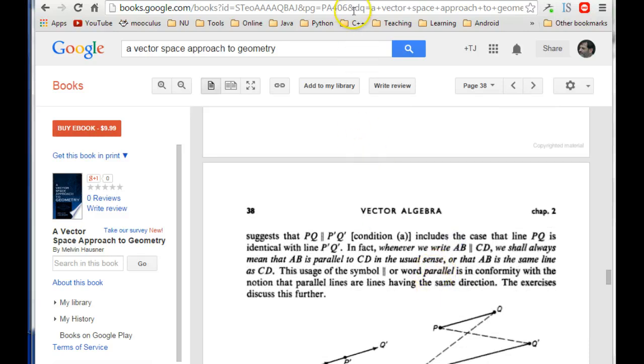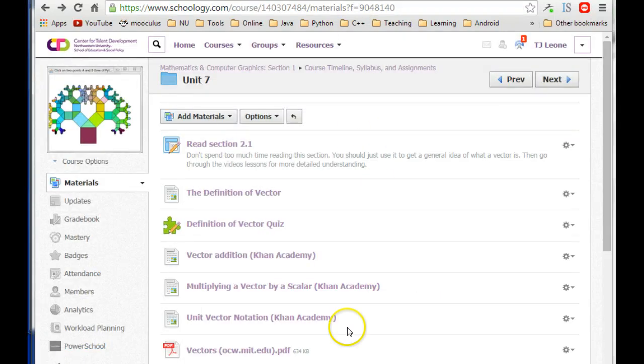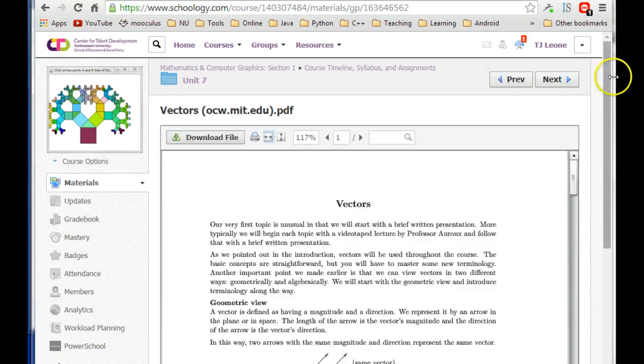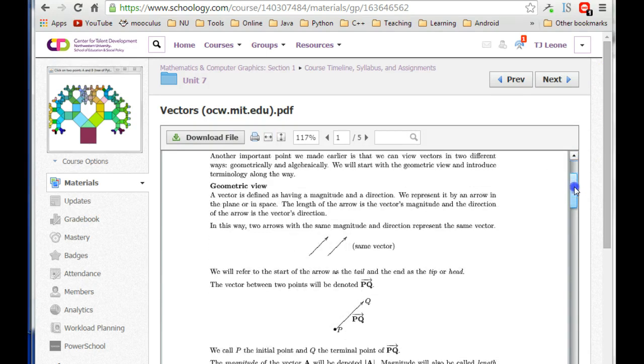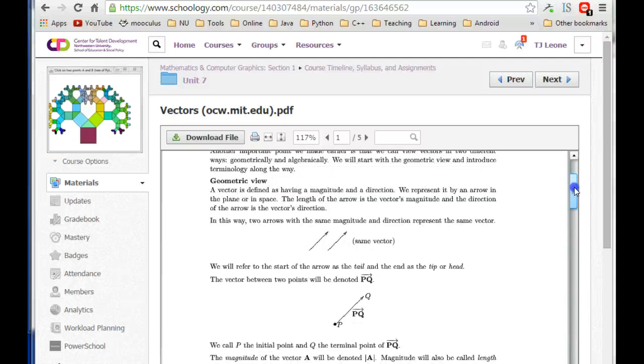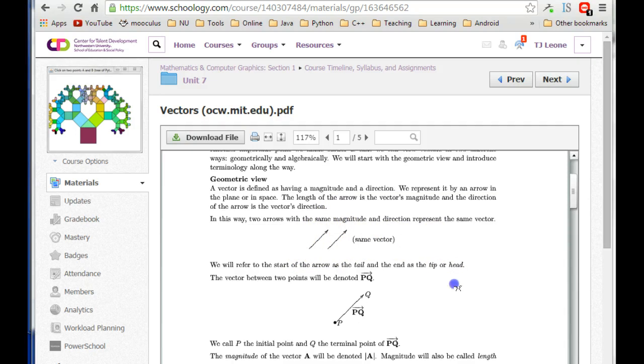Let me just see, there are a couple other terms in the PDF from the MIT course. And I'm just going to talk about the geometric view here, that he talks about. So as we said, if we have arrows, if we have two directed line segments that are the same length going in the same direction, they're considered to be the same vector.